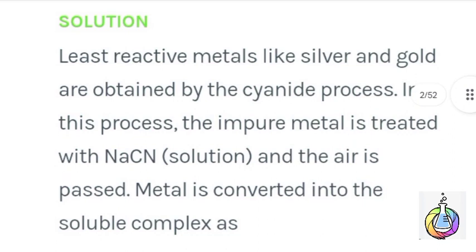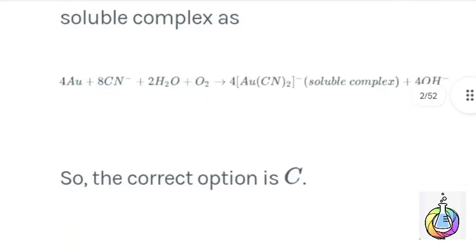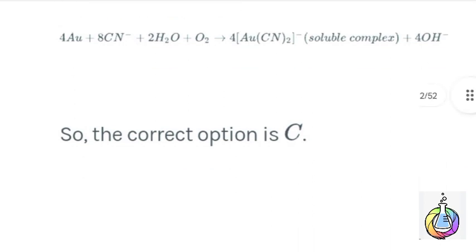Here is the solution. Least reactive metals like silver and gold are obtained by the cyanide process. In this process, the impure metal is treated with NaCN solution and air is passed. The metal is converted into a soluble complex: 4Au plus 8CN negative plus 2H2O plus O2 gives 4[Au(CN)2] negative, a soluble complex, plus 4OH negative. Therefore, option C is the correct answer.